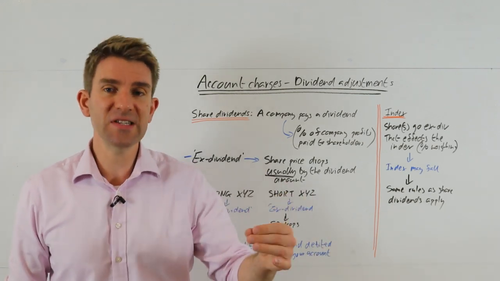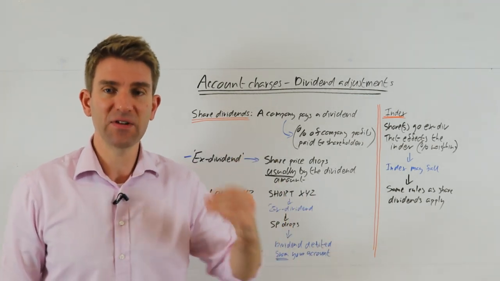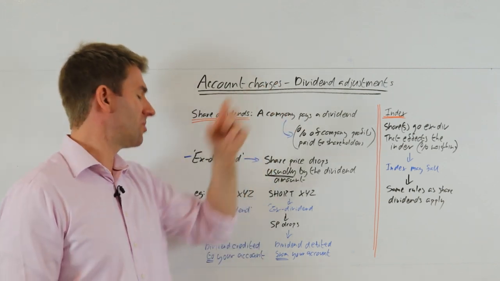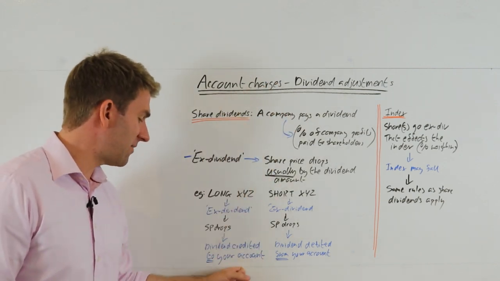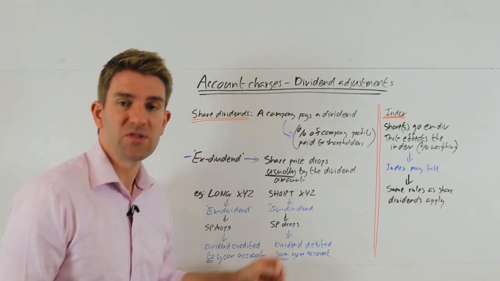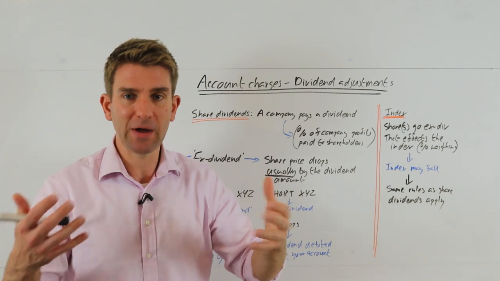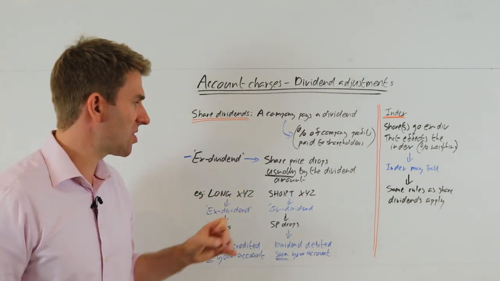However, you're going to be credited with the dividend if you're long on the ex-dividend date. So you'll get an account adjustment. It won't be a charge, it will be an adjustment. And you'll be credited the dividend amount to your account. So the share price will drop, but you'll be credited the dividend amount. Theoretically, you're about even. We'll look in a second at how things can change slightly.